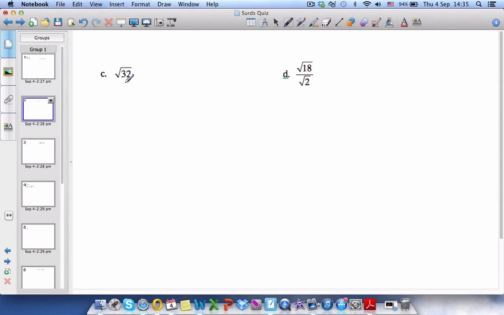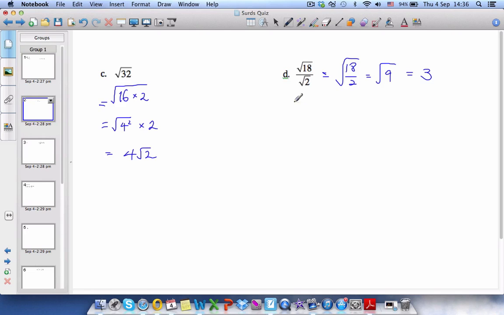Number 2, square root of 32. 32 is 16 times 2, so it is 16 times 2. But I know 16 is 4 times 4, right? And that will equal 4 root 2. Okay, and there are a couple of ways of doing D. You can first divide 18 over 2 and say, okay, that's square root of 9, which is 3. Okay, that would be the simplest way.